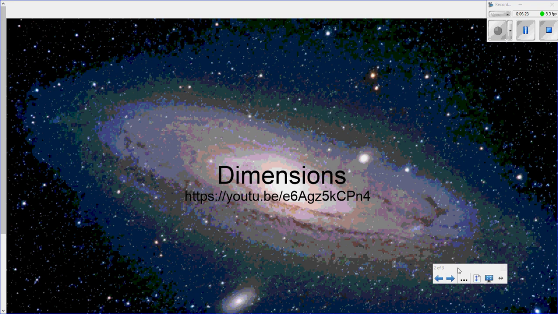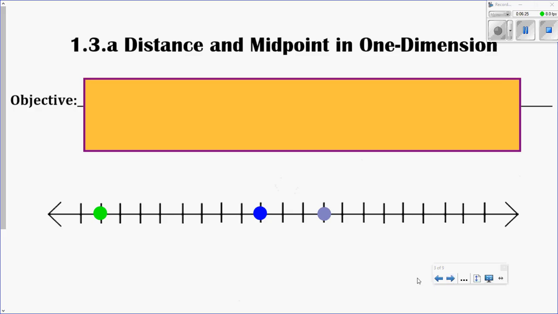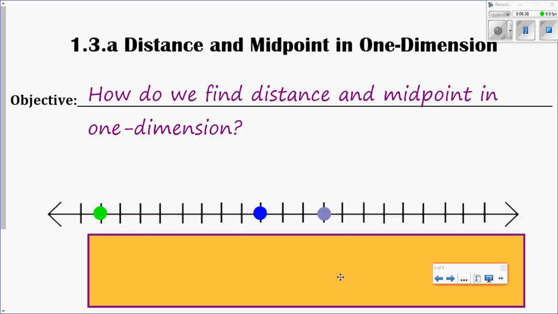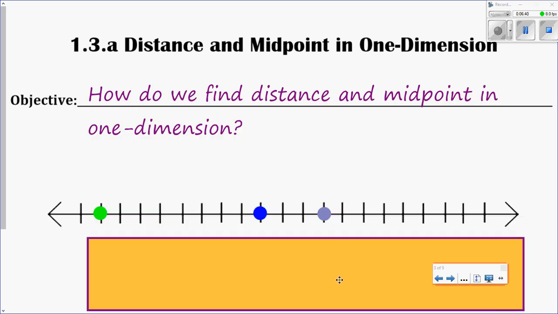So let's start with our lesson. For today, we're going to deal with distance and midpoint in 1 dimension. For the next lesson, we'll deal with 2 dimensions. So with 1 dimension, for the objective, we are going to find distance and midpoint in 1 dimension. We're going to use formulas to calculate both in 1 dimension.